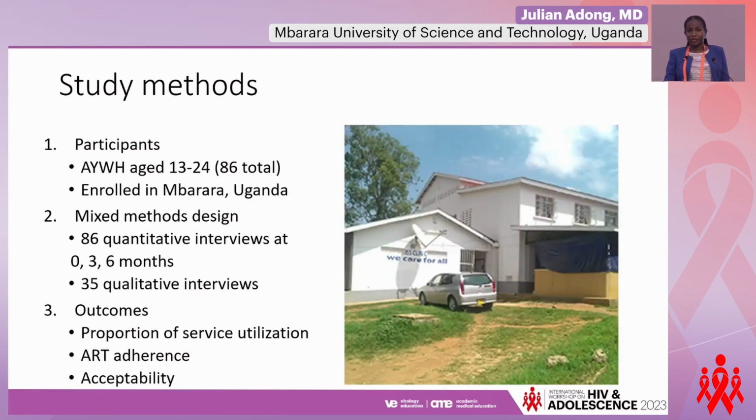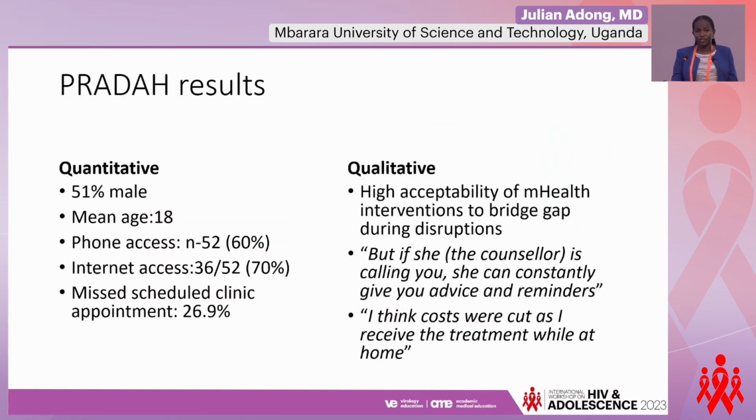The study methods were that we enrolled participants aged 13 to 24, 86 in total, at that small clinic that you see. We used a mixed method design where we followed up participants at 0, 3, and 6 months and conducted 35 qualitative interviews. The outcomes were the proportion of services that were disrupted, ART adherence, and, for this presentation, acceptability of mHealth interventions to bridge the disruptions in care. This analysis is still in progress, but I'll present some preliminary data.